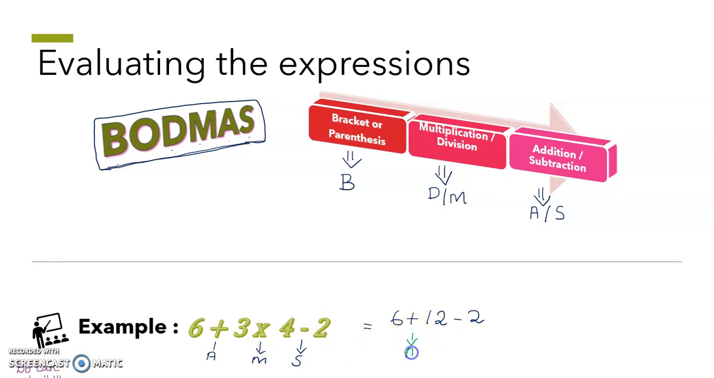So now here what are the next operations you have? Addition and subtraction. What do you have to do first by the term? You have to do the addition. So what is 6 plus 12? 18 minus 2. So you have only one operation left, which is subtraction. So 18 minus 2 is 16. Your answer is 16. I hope this clears your BODMAS rule. Always remember the term BODMAS: first bracket, division, multiplication, addition and subtraction. So let's try.